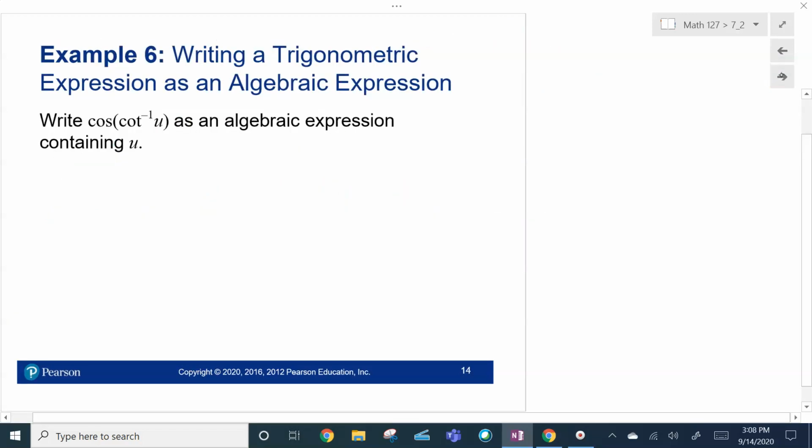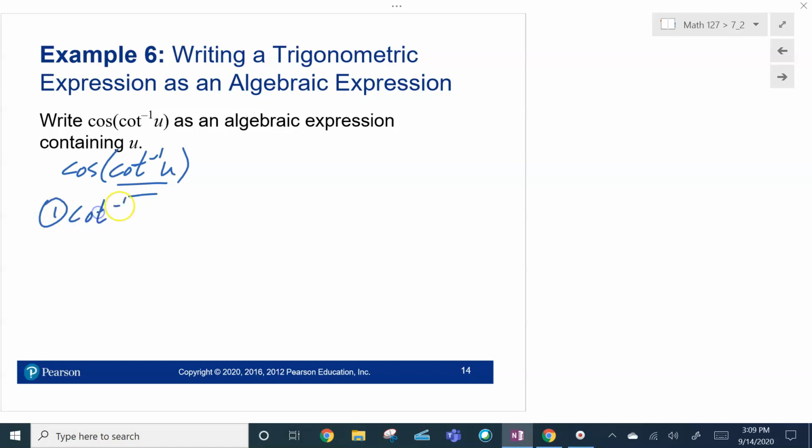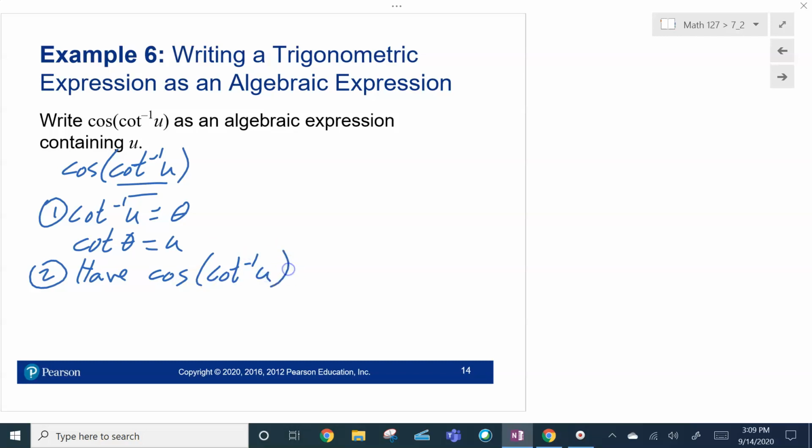I'm not going to get too worked up about writing a trig expression as an algebraic expression, but I did want to introduce this to you. When you're working a problem like this, I'm going to take that inside piece first, the arccotangent of u, and let that equal theta, so that the cotangent of theta is u. And so what we have is the cosine of the arccotangent of u, and again we've called this theta.